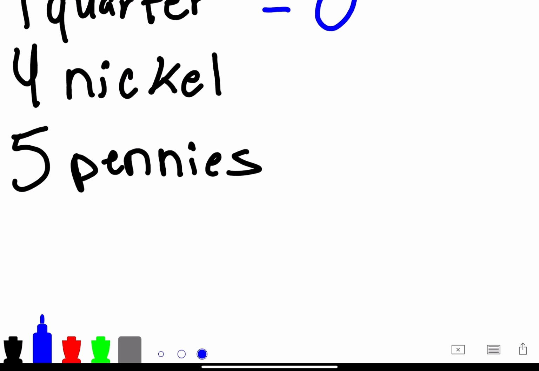And since it's less than $1, I'm going to put a 0, and then a dot, and then 25, and then I'll use my cent symbol. Okay, and then for nickels, how much is 1 nickel worth? 1 nickel is worth 5 cents. And since we have 4 nickels in our problem, let's count by 5s 4 times.